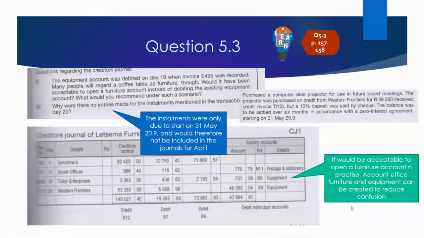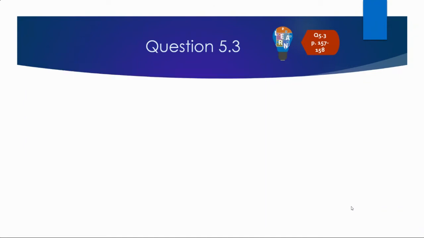And for that reason it would not be included in your April journals. So we're only starting the installments the following month, as an installment is a payment, which is shown in our cash book payments journal as opposed to our creditors journal, where we just show a credit transaction. Okay, so that is in essence the answer.